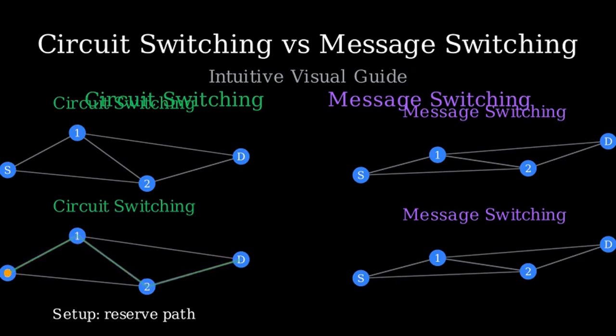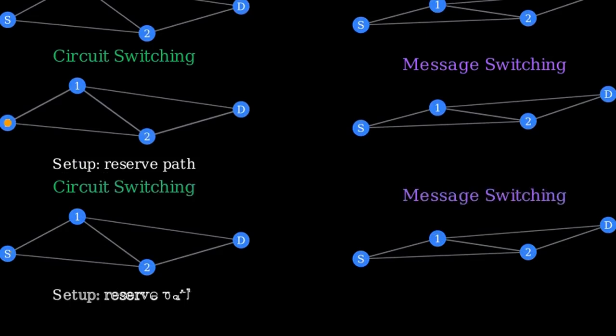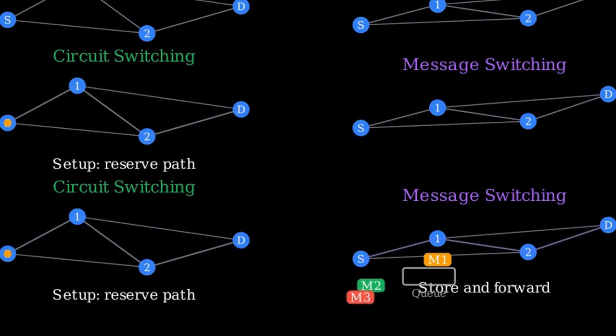Now, message switching. The sender transmits a whole message to the first node. That node stores the message. If the next link is busy, it waits in a queue. When the link is available, the node forwards the entire message to the next node. This repeats, node by node, until the destination is reached.